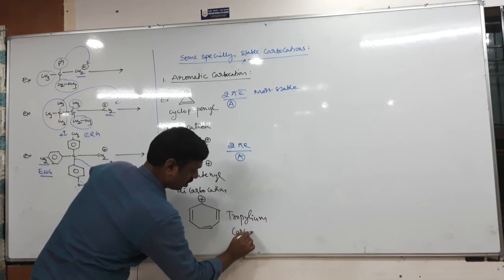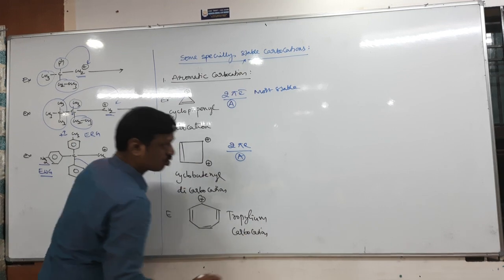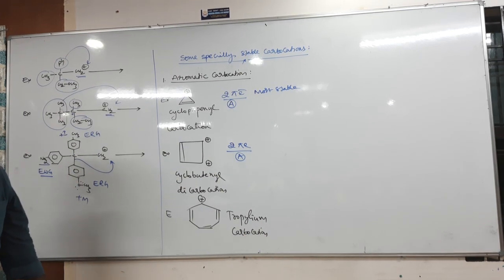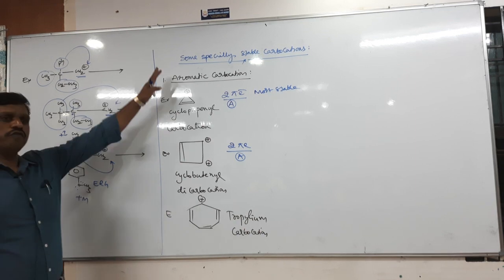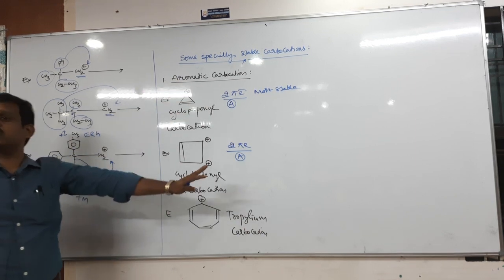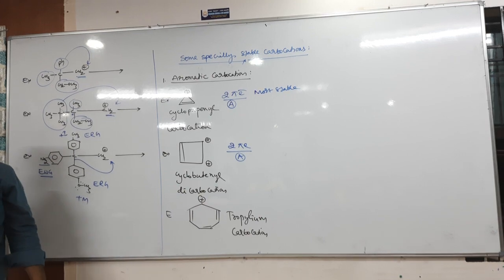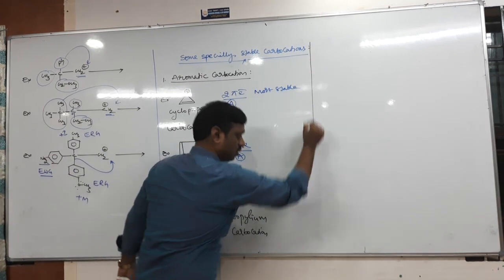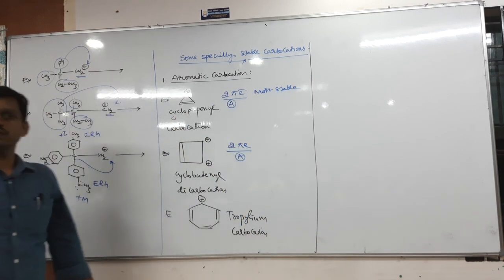Tropylium carbocation, which is the most stable aromatic carbocation. Wherever a carbocation gets aromaticity, it is most stable; these aromatic carbocations are especially more stable.